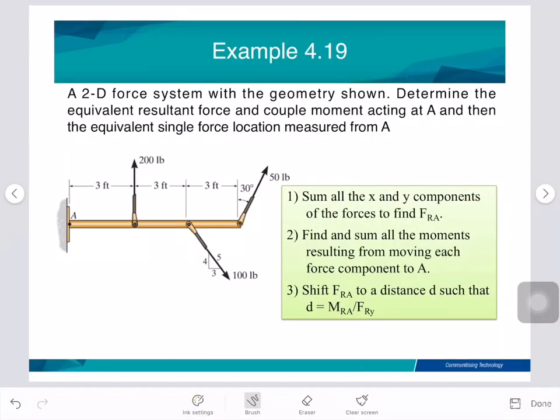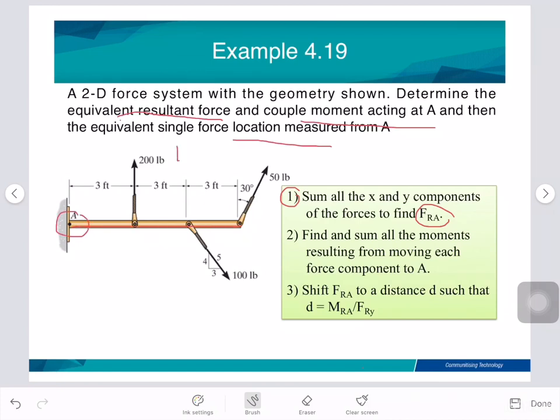Let's do example 4.19. The question given: a 2D force system with the geometry shown, determine the equivalent resultant force and couple moment acting at A, and then the equivalent single force location. So number one, we need to find the force resultant. Before we find the force resultant, we need to identify things. So here we have the beam. This is point A.